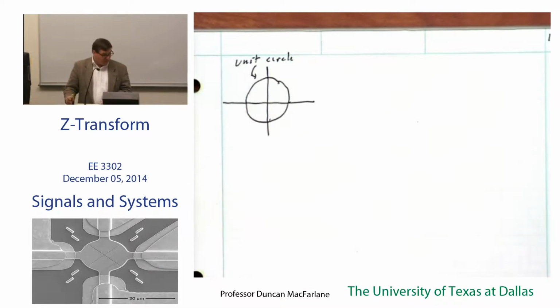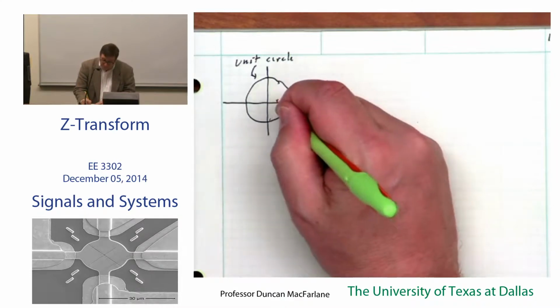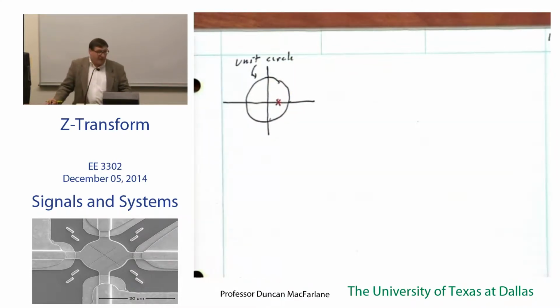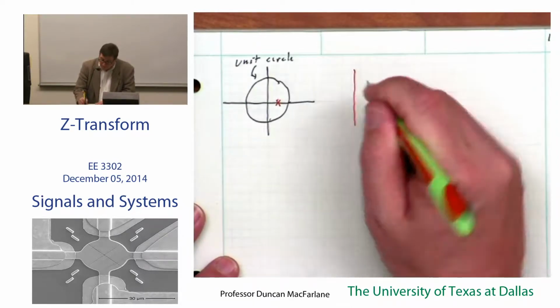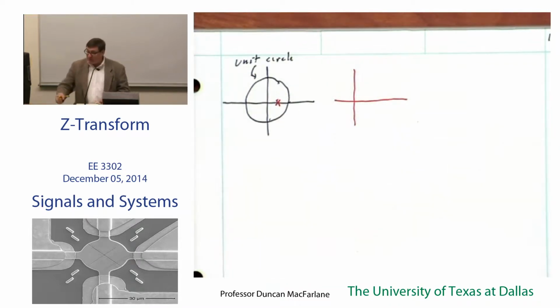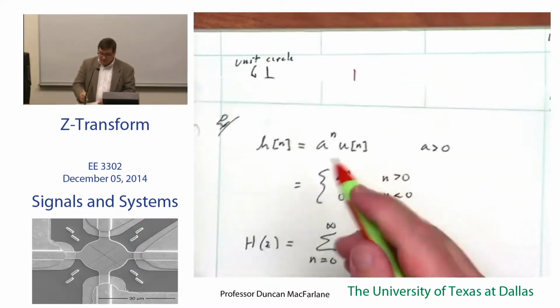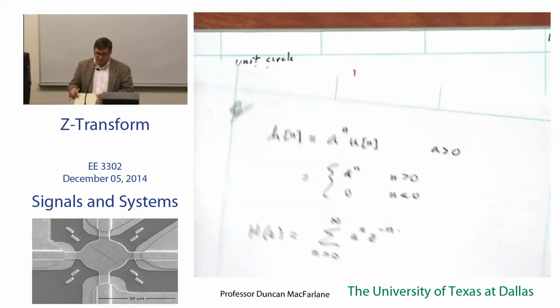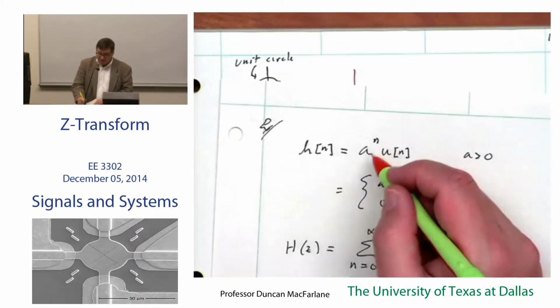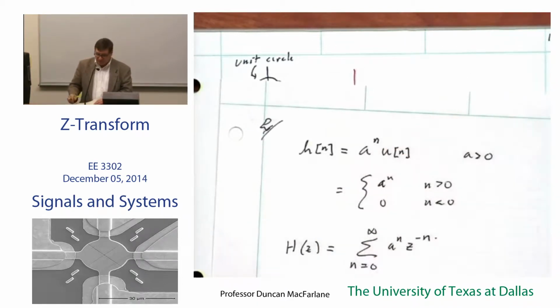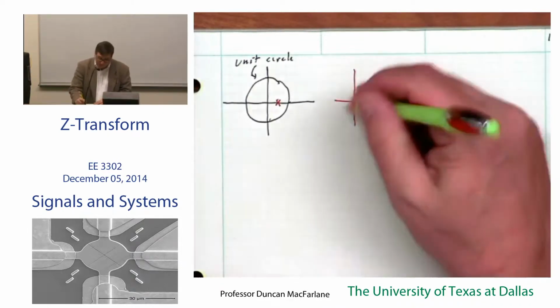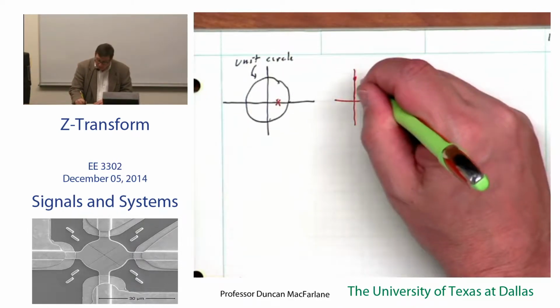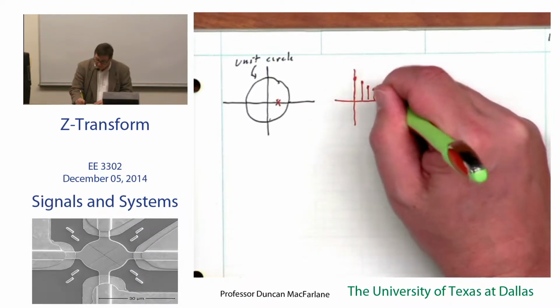Remember, there's a zero at the origin. I won't mess with that too much. If my pole sits somewhere inside my unit circle, that means a is less than 1. That means this guy here will decay. If it's between 0 and 1, like a half, that means that this summation will converge. So I can draw that looking something like that.